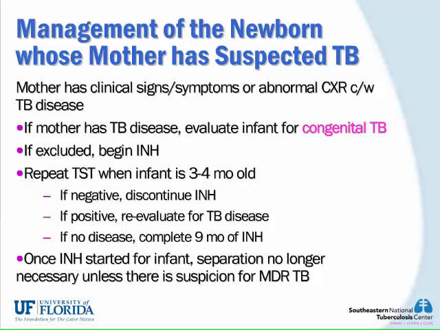And that includes a chest X-ray and TST. Actually, we recommend doing TST on the babies even if they're newborn. It's hard to interpret, so you can interpret a positive, but you cannot interpret a negative. They have a chest X-ray, and sometimes they have an evaluation, LP and all that. In general, if congenital TB is excluded, then we begin INH on the baby, and then repeat the TST when the baby is 3 to 4 months old.